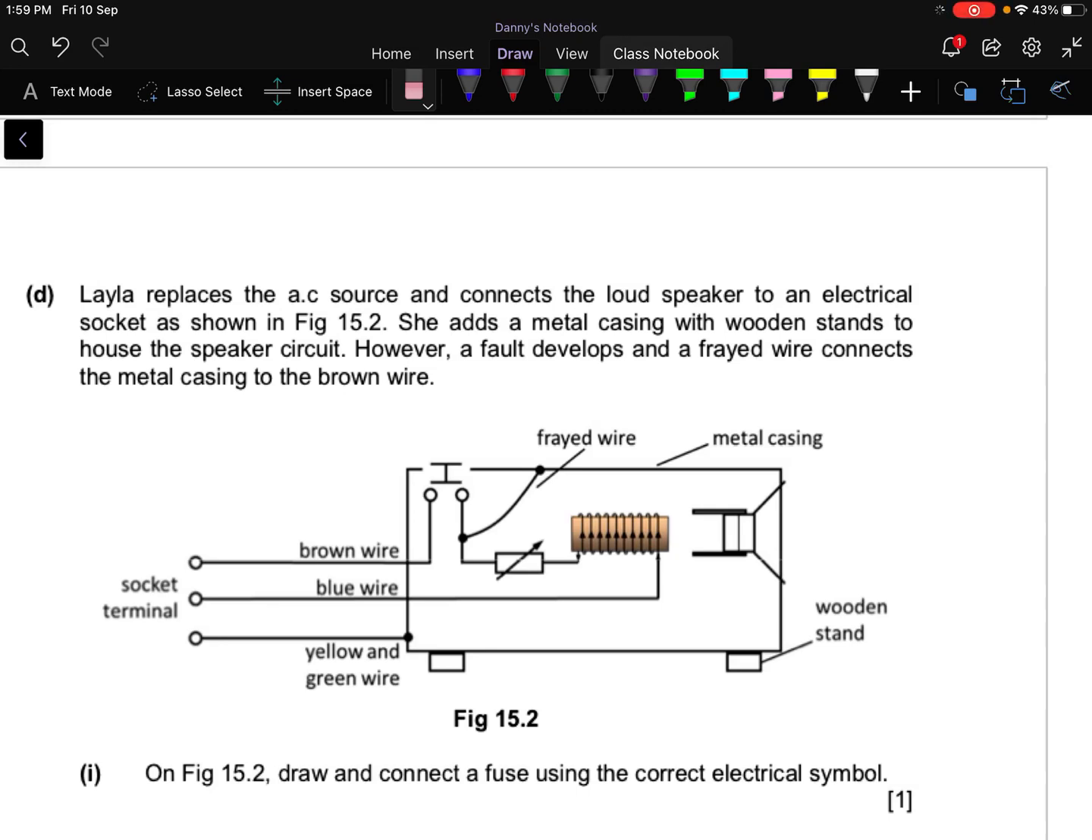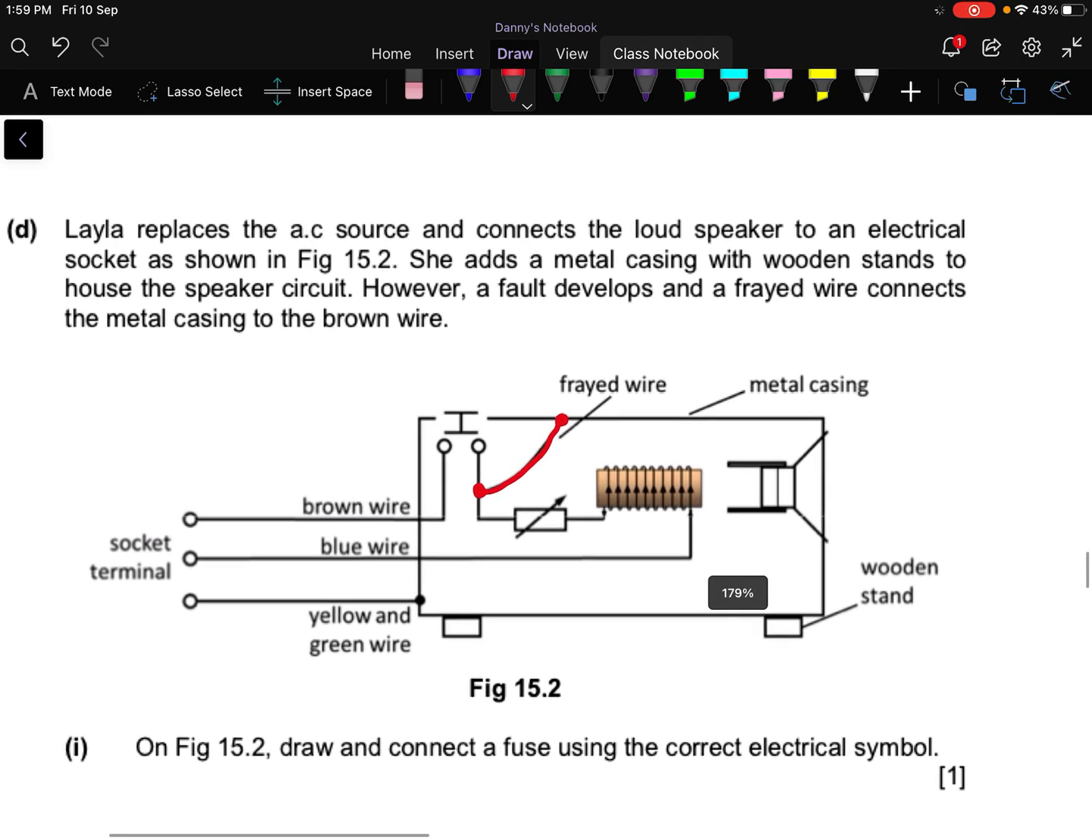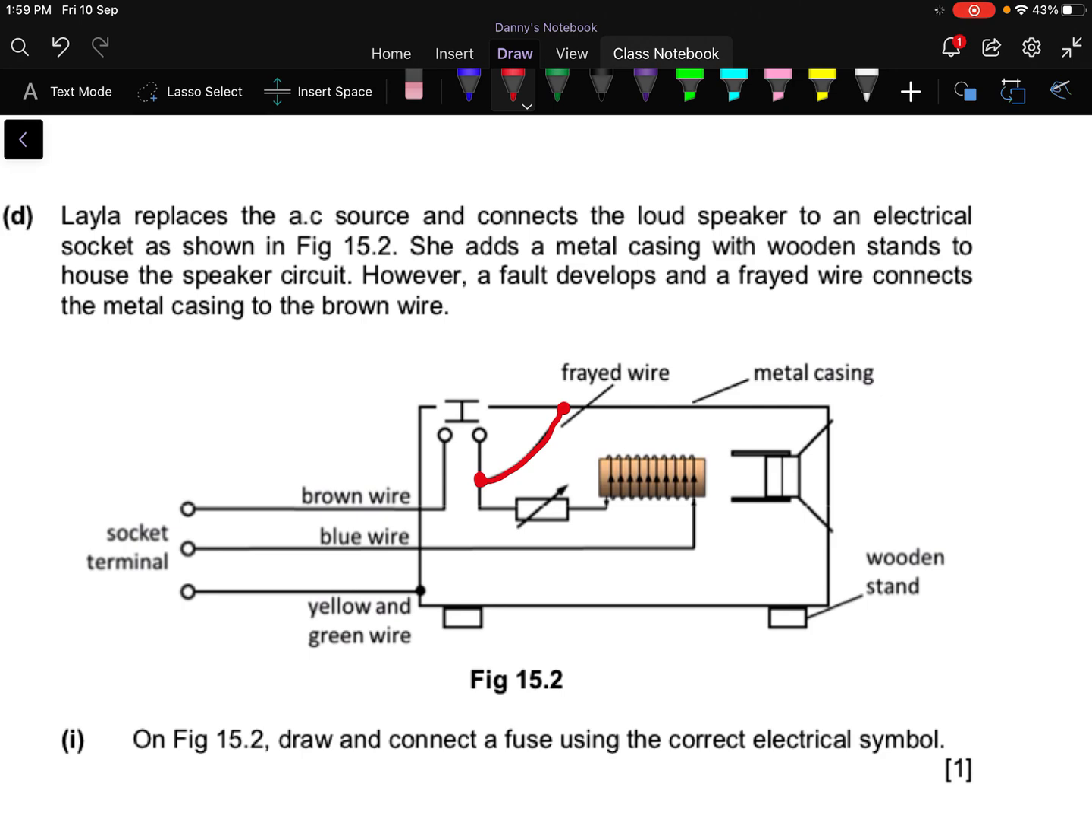Okay, let's continue with D part 2. So in D part 2, what I have done is that I have introduced a frail wire that connects this point to here. From the candidate's response, I can see that many of you can tell that due to the frail wire, when the switch is closed, the casing will become live.